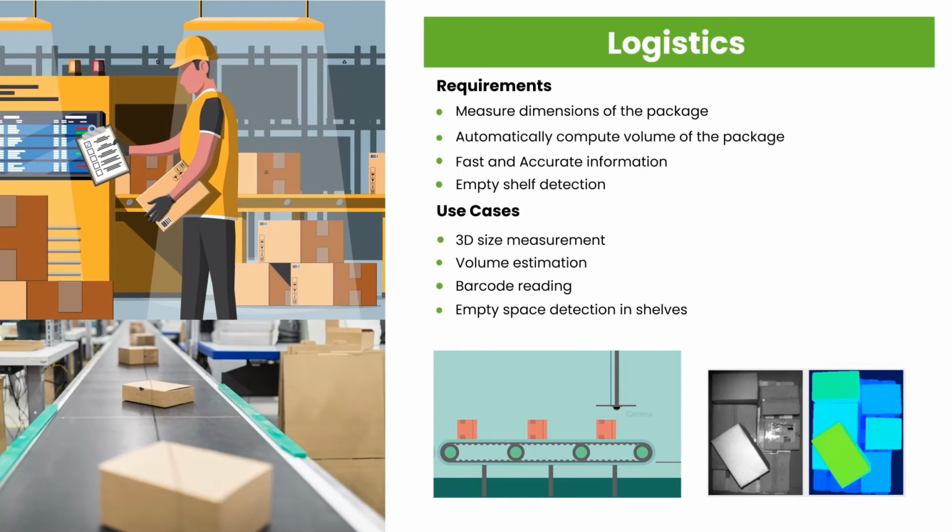In addition, we can use DepthVista to look for empty shelves in warehouses using the depth data and identify the shelf position marker for better inventory management. In some use cases, the IR data from DepthVista is used to capture the barcode information from the packages.